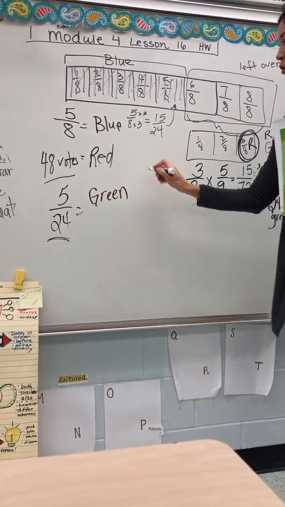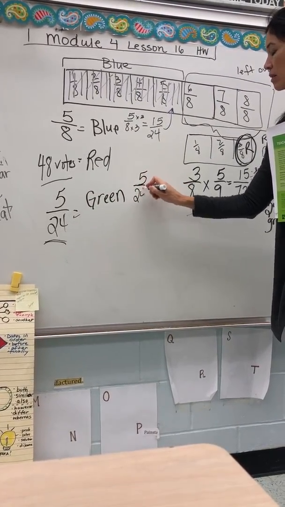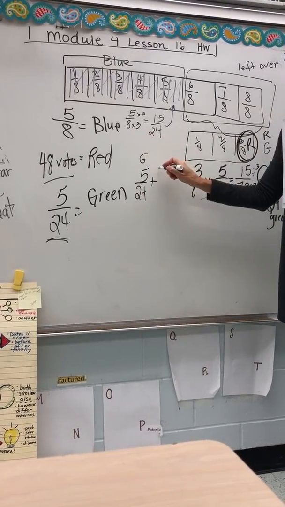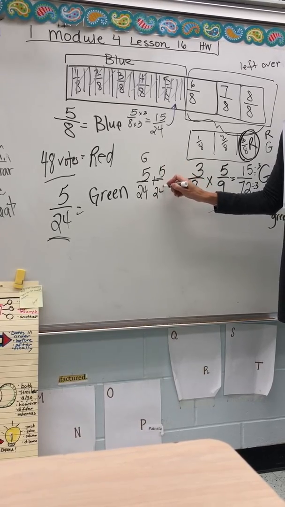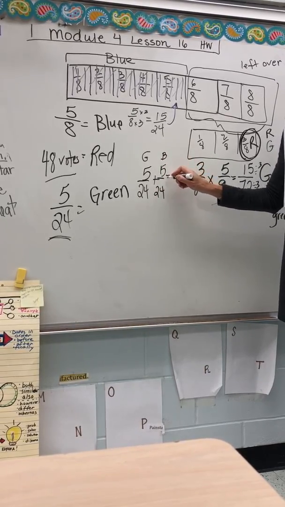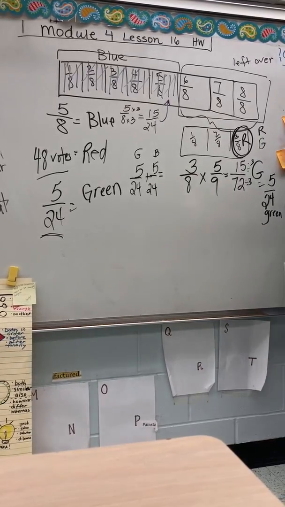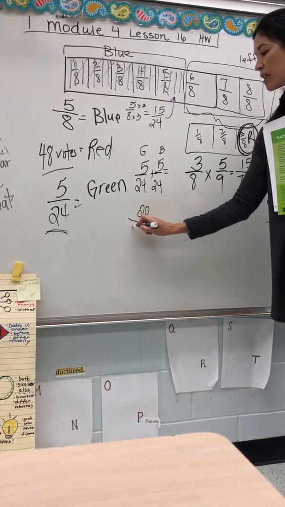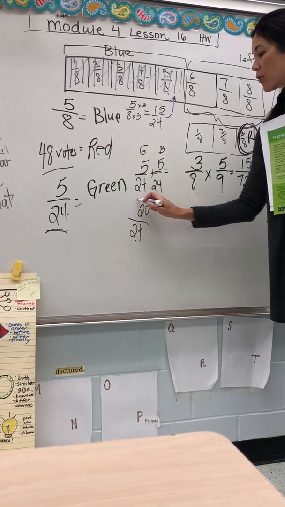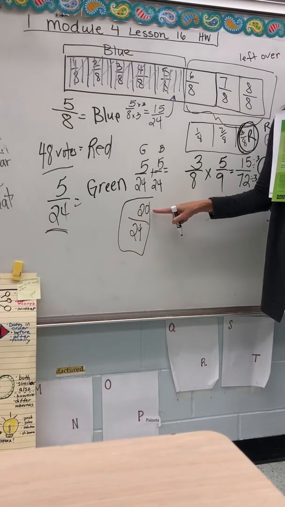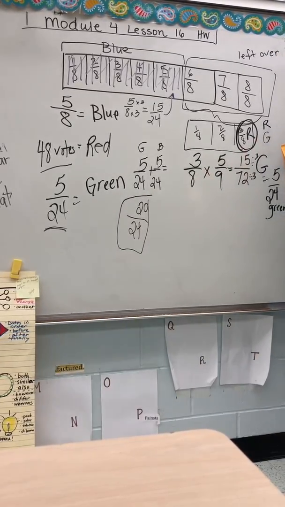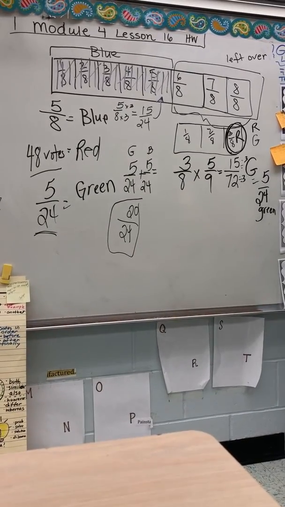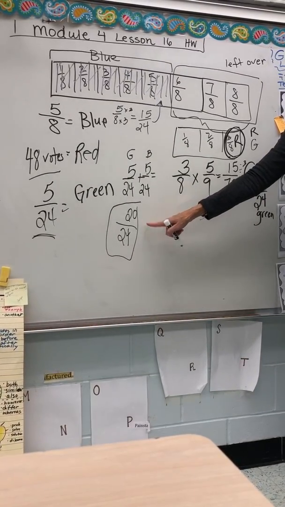So now I know that 5/24 is green plus 15/24 is blue. So how much do I have? 5 plus 15 is 20. Denominator stays the same. For green and blue, takes up 20 out of the 24. William, do you see that? Therefore, how much is left over that's red?